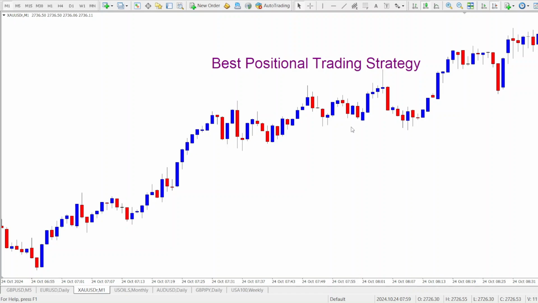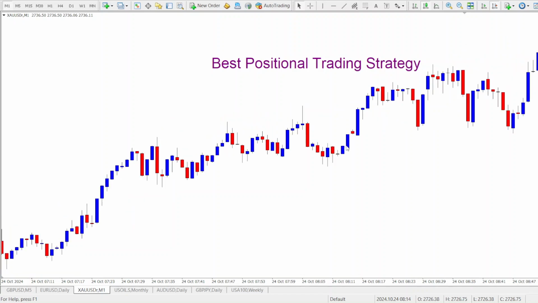Now remember, patience is key in positional trading. The market can fluctuate and it's essential to remain disciplined. Resist the temptation to make impulsive decisions based on short-term movements. Instead, trust your analysis and stick to your plan. It's very, very important.